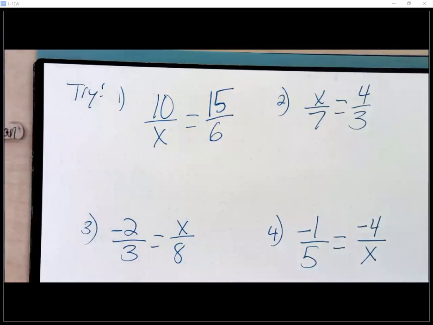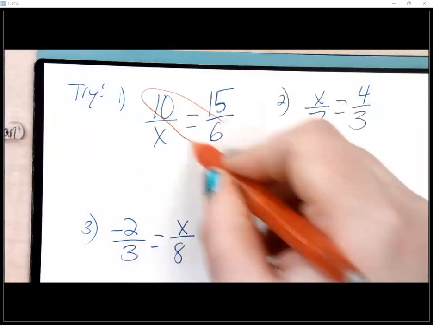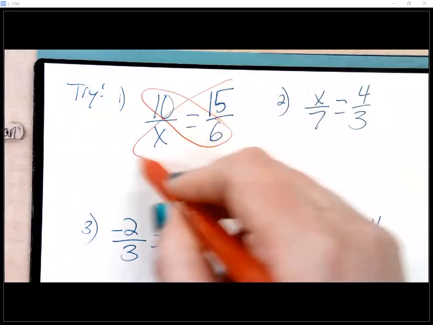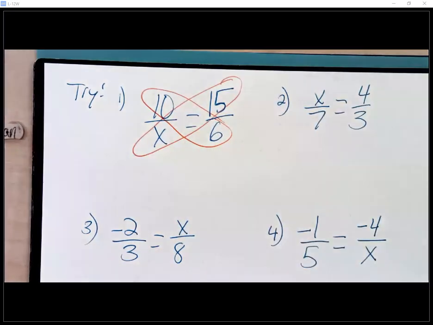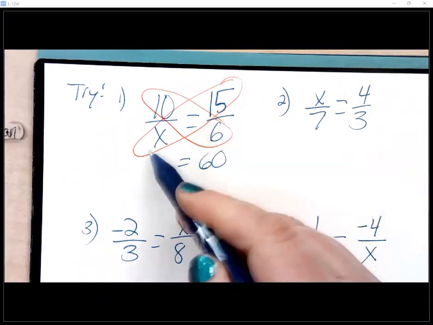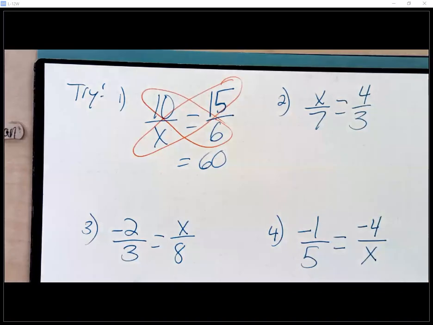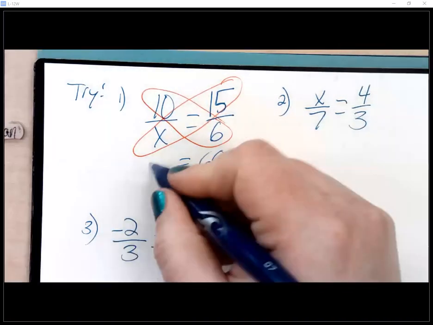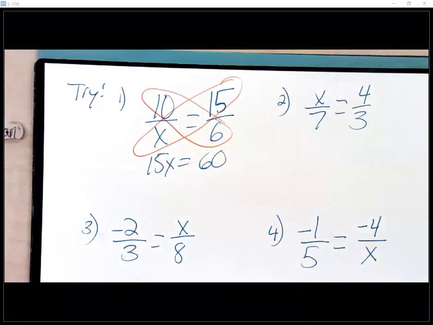Not quite. So first thing I want to do is multiply those diagonals. And it doesn't matter which diagonal you do first. Doesn't matter. So if I do 10 times 6, what's that? 60. So there's one of my answers. And then on the other side, what's 15 times x? 15x, right? So you just take those two answers and you write them. It is 4, right?